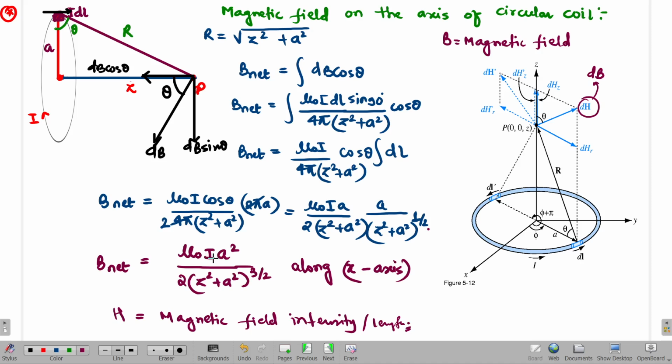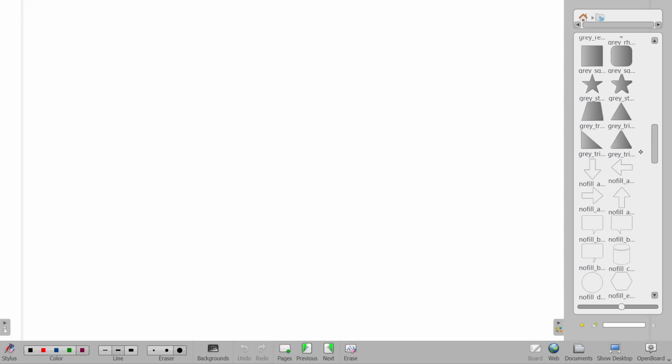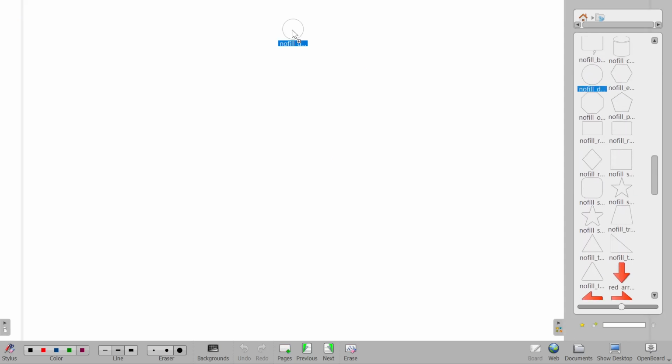So what we found, I will teach you in magnetic effect of current, magnetism and its properties: what is this H and what is this B. Right now we got our idea of the magnetic field around the ring, so let us have a quick recap of the derivation.